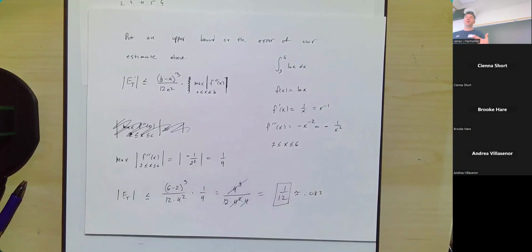Here's what I'll point out. The actual error here was like 0.02 or something. But this isn't giving you the actual error. This is giving you the upper bound that the error could have been. So we're just saying we know that the error of our estimate is less than or equal to 0.083. Probably a lot less. Questions about that?